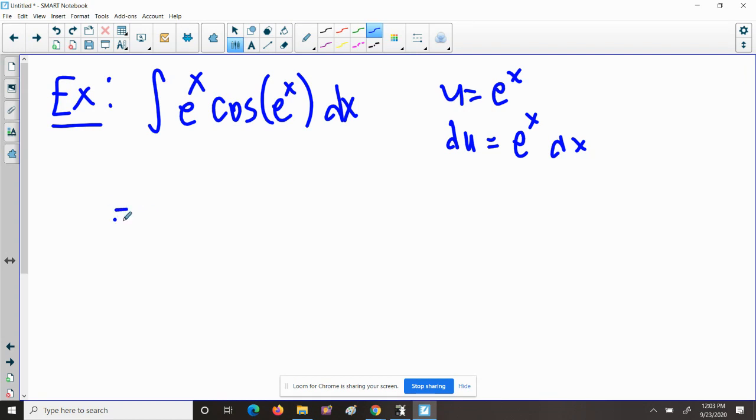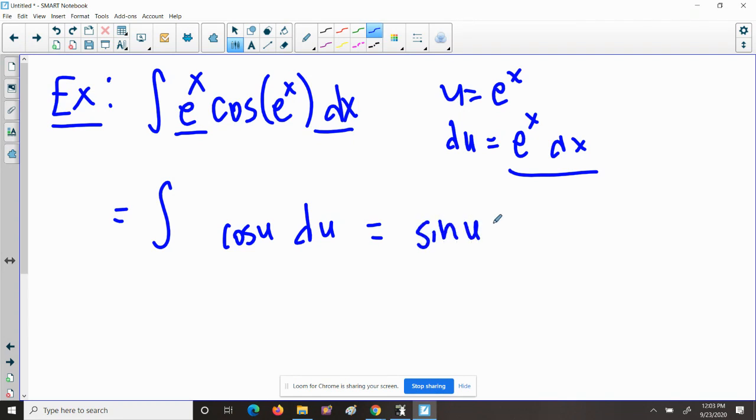So if we rewrite this in terms of u, well, the cosine of e to the x, that portion is cosine of u, right? That leaves e to the x dx, which notice is exactly our du. So now we have the integral of cosine of u du. Okay, think back to your rules. Integral of cosine is just a regular sine, positive sine of u plus c. Let's plug back in our u, sine of e to the x plus c.